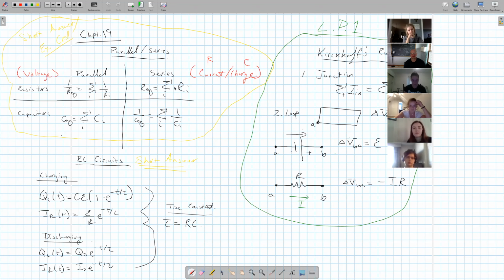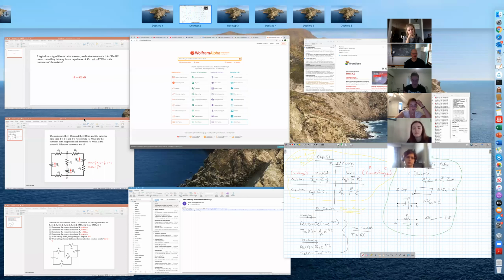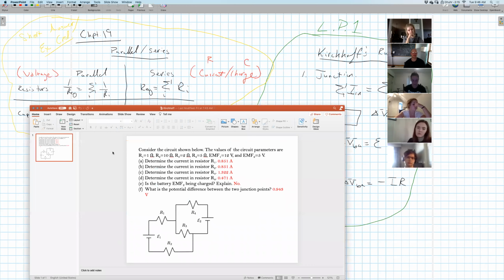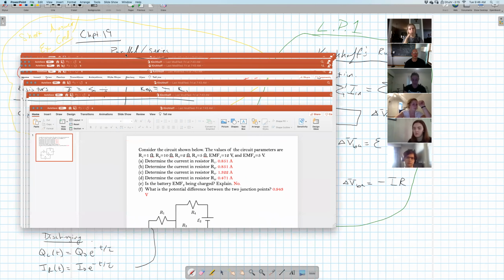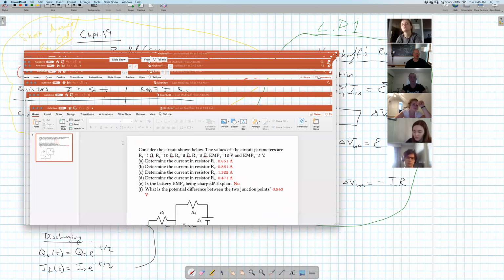So if there's no questions on that, let's talk about our 2 group assignments. The first one is labeled Kirchhoff. This one says that we have this circuit below. So here's our beautiful circuit. The values of the resistors are, for R1, 1 ohm. For R2 down here, 10 ohms. R3 is 2 ohms, and R4 is 5 ohms. And now we have 2 batteries: EMF1, which is 12 volts, and EMF2, which is 5 volts.